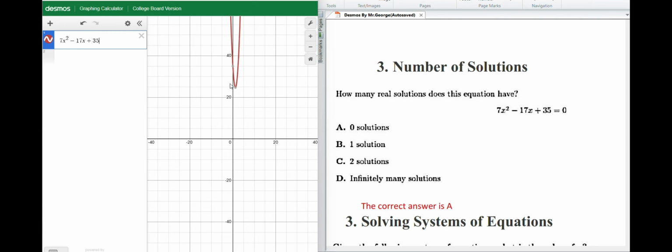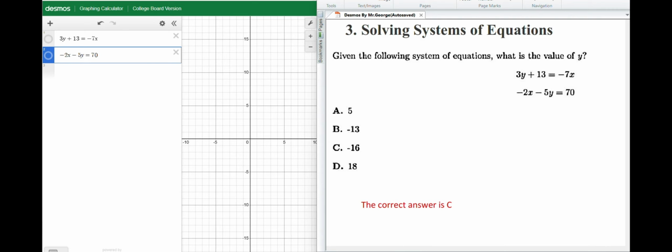And how is it going to look if we have two solutions or something? Let me change this a little bit. See, over here we have two solutions crossing the x-axis. So that's how you tell if we have a zero solution or two solutions or just one solution. But this question was not plus 3, it was plus 35, so there is no solution for this question. Choice A is the correct one.